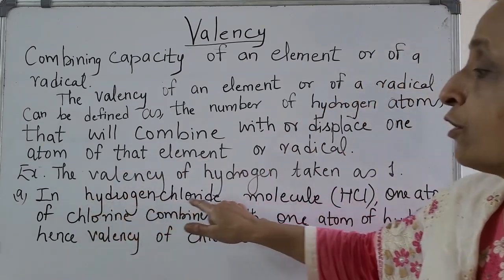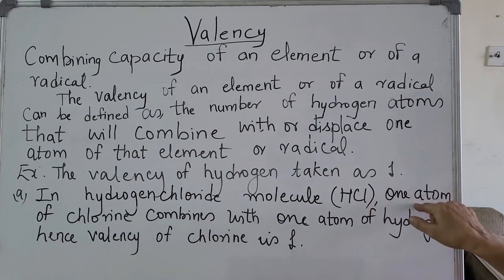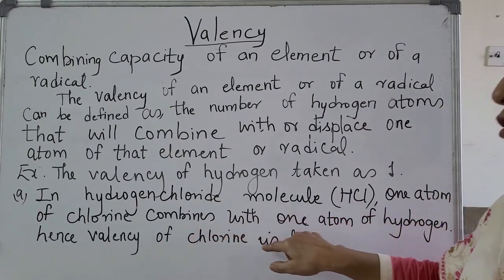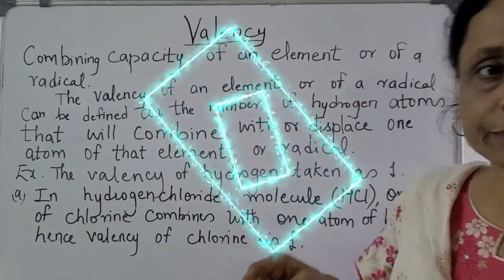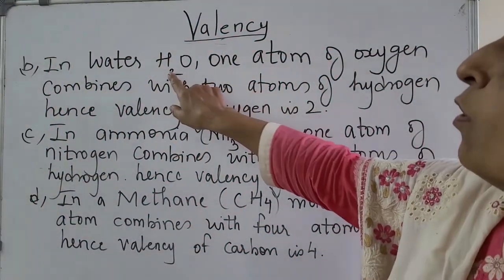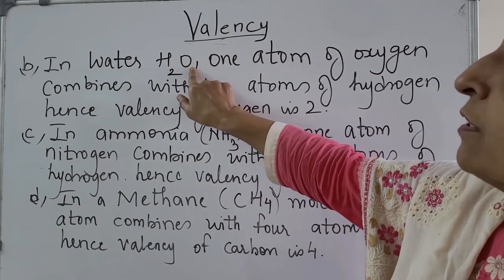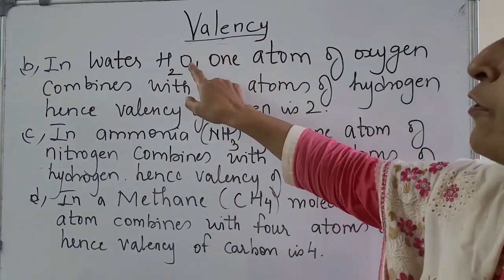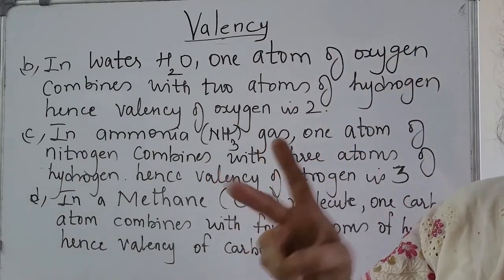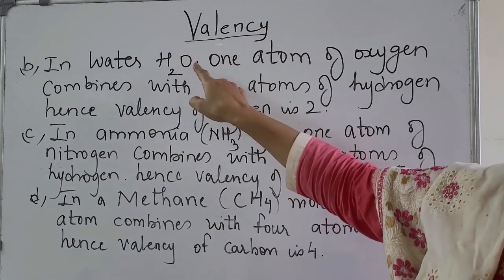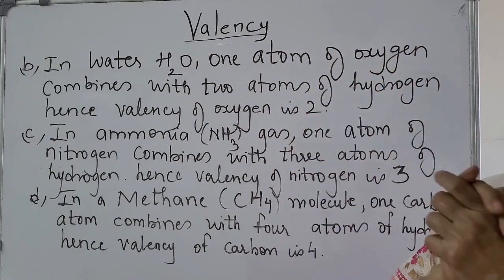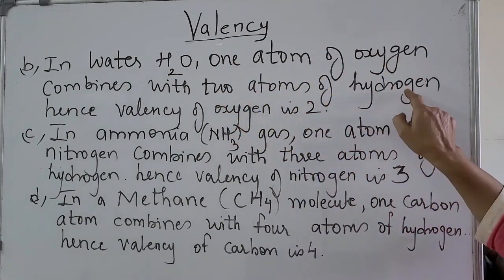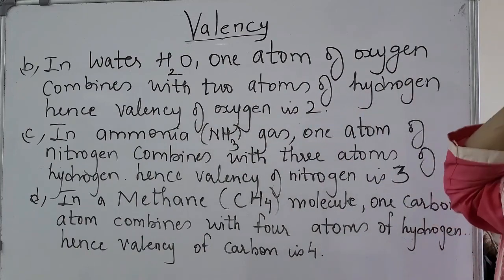So now in hydrogen chloride, HCl molecule, 1 atom of chlorine combines with 1 atom of hydrogen, hence valency of chlorine is 1. Now you can see in water it is H2O, 1 oxygen and 2 hydrogen. Oxygen requires 2 hydrogen to form a compound. So valency of oxygen is 2. Hydrogen is 1 and oxygen is 2 because it requires 2 hydrogen. So in water H2O, 1 atom of oxygen combines with 2 atoms of hydrogen, hence valency of oxygen is 2.